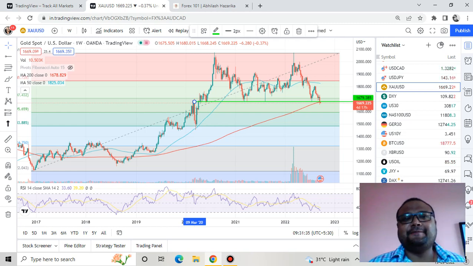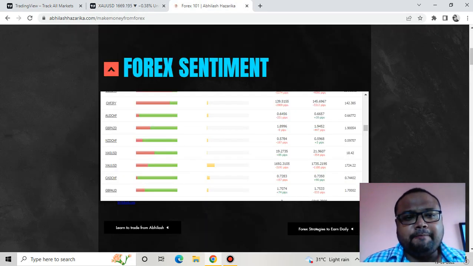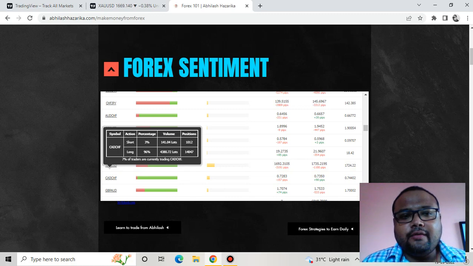So let's get started. But first, let's have a look at the Forex sentiment meter. And here is our beloved gold USD.